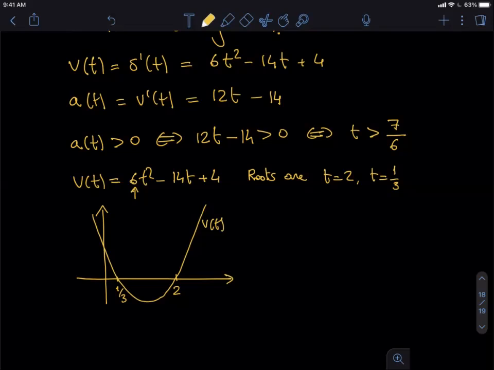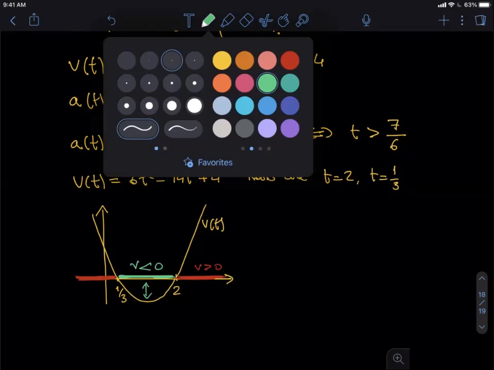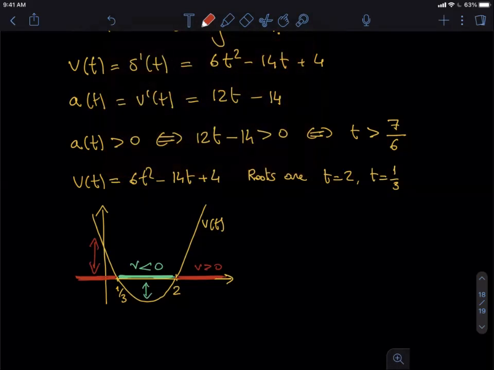Now, where is it positive? It's going to be positive outside of the roots. So here, v is going to be positive, and it's going to be negative in between the roots. You see, looking at the function, it's clear whether it's negative or positive.